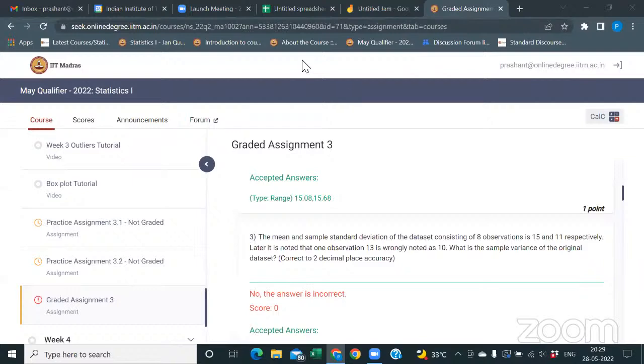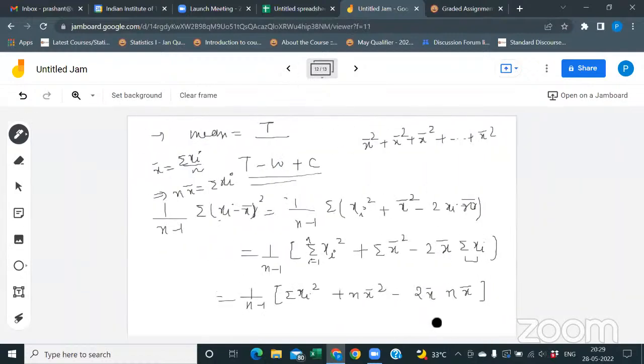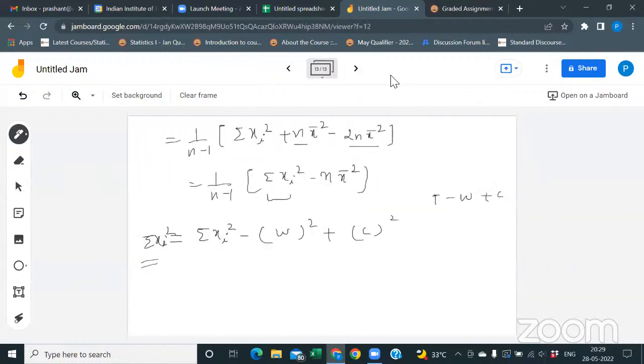Sir, in the same question, whatever you solved, can you go to step line 4, the previous page, not this page? Here, on the second line, the summation you're getting inside the bracket, right? Minus 2. Can we write this like 2x bar summation xi? It should be summation 2x bar into xi, no, sir?